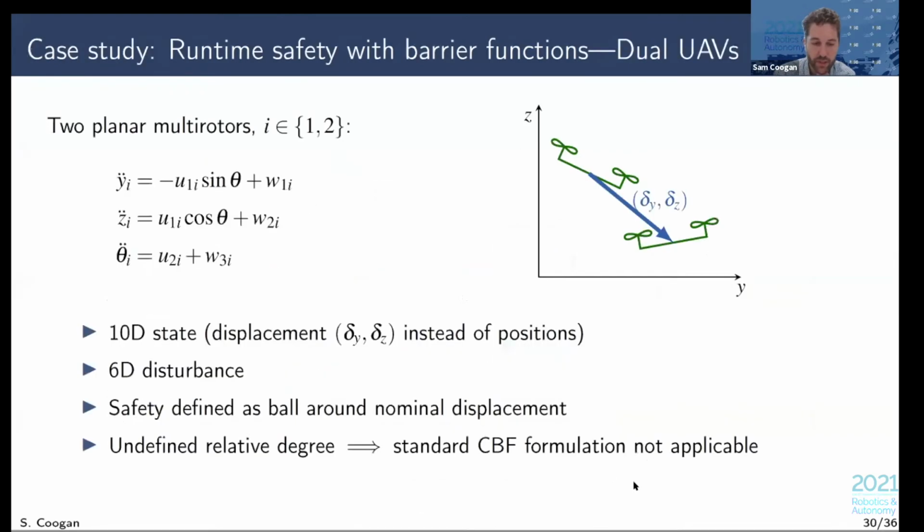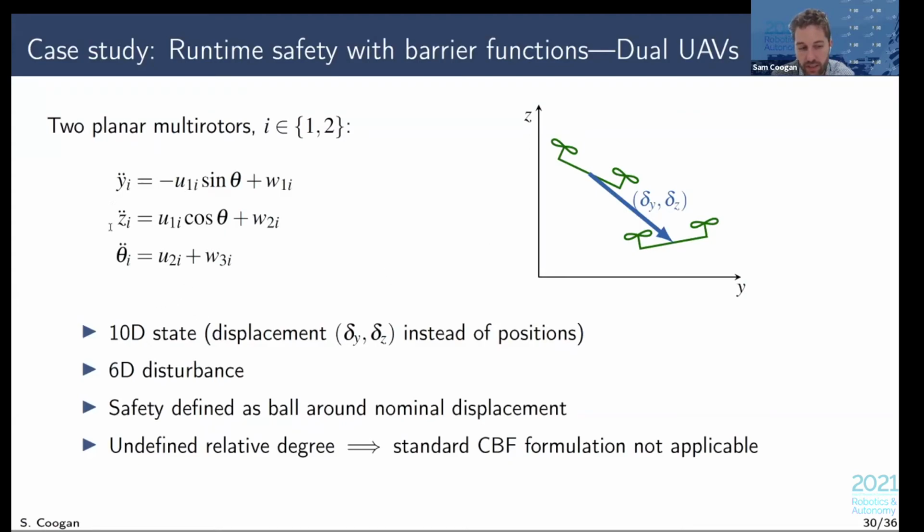So that's one example. The other example I want to highlight is this 2 planar multi-rotor example. We assume we have the same multi-rotor example we solved several slides ago. We just now assume we have 2 copies of this system. So the overall system has 10 state dimensions. That's because each of the multi-rotors has 6 state dimensions, but then instead of having 4 positions, we replace them with 2 displacements because we're only interested in the displacement between the vehicles. So we end up with 10 state variables total.